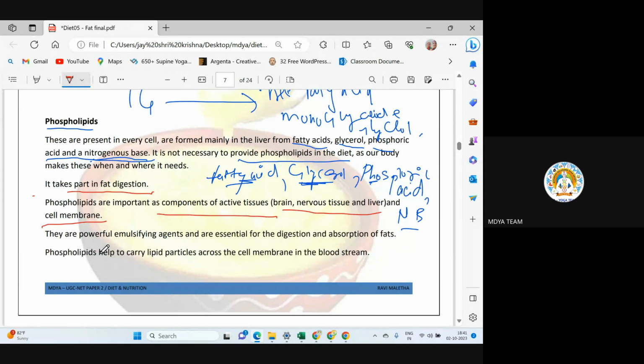Again, they are powerful emulsifying agents and are essential for digestion and absorption of fat. Please star mark this term, emulsifying. I will explain this when we discuss digestion of fat. What is emulsification? Why is emulsification needed?